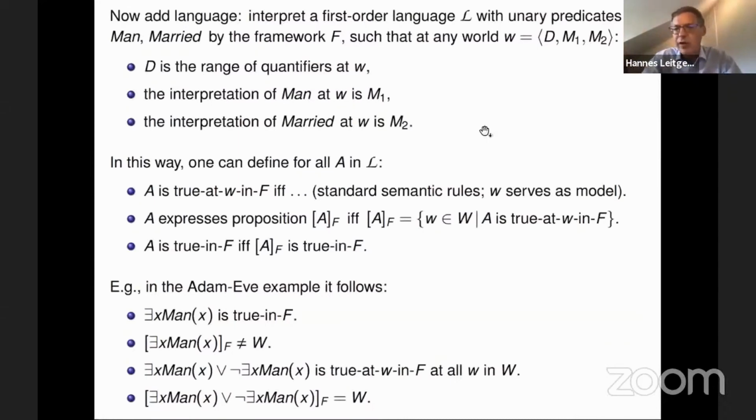It rules out those worlds where the M1 component is empty, where there are no men, as it were, at that world. If you take the excluded middle, there is a man or there isn't a man, then that's true at every world in the framework. Okay, it's a logical truth, no big surprise. And accordingly, the proposition that is expressed by it is the set of all possible worlds in the framework.